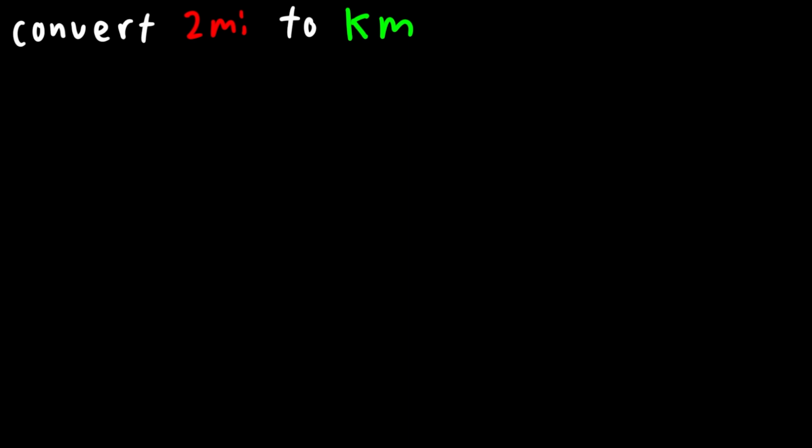Now let's convert 2 miles to kilometers with dimensional analysis. The first thing that we should do is write down the unit that we want to convert, which is 2 miles. Then we want to multiply it by a conversion factor. In this case, we want to multiply it by the conversion factor that relates miles with kilometers.